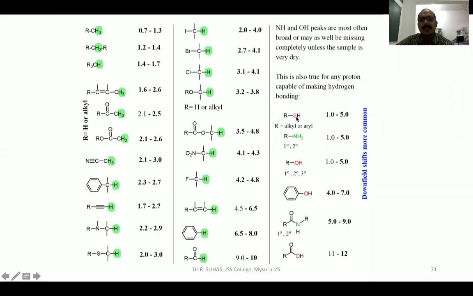If the proton is directly attached to sulfur, that is thiol, the value falls between 1 to 5. If the hydrogen is attached to nitrogen, 1 to 5. If the hydrogen is attached to oxygen, 1 to 5. Usually, if the proton is attached to oxygen, nitrogen, or sulfur, then the peaks will be usually broad or sometimes maybe absent. Then it is phenolic 4 to 7. If the proton is attached to amide nitrogen, then it is 5 to 9. The last is carboxylic acid, which is 11 to 12. So these are some of the chemical shift values for different types of protons present in the organic system.